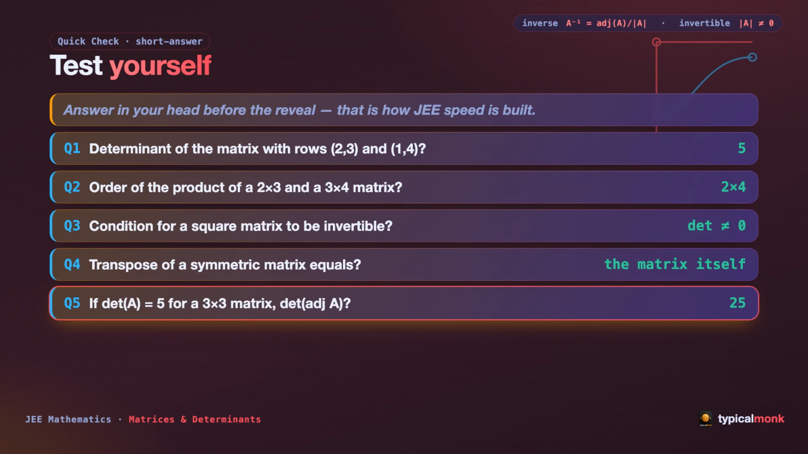And question 5. If the determinant of a 3 by 3 matrix A is 5, what is the determinant of its adjoint? Determinant of A raised to the power n minus 1, so 5 squared, 25. If you caught all 5, you have truly understood today's class.